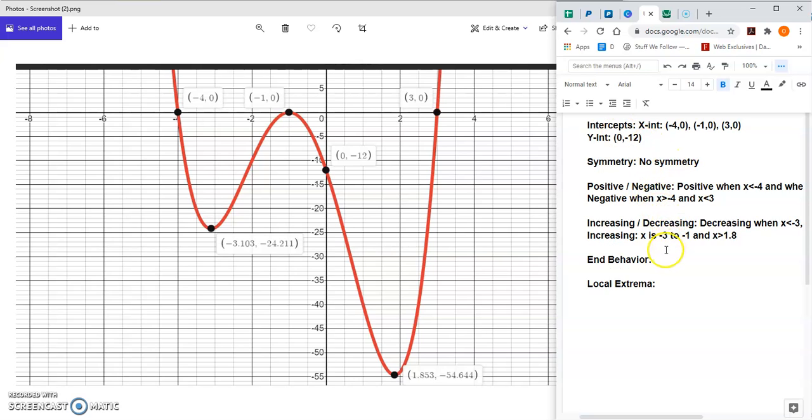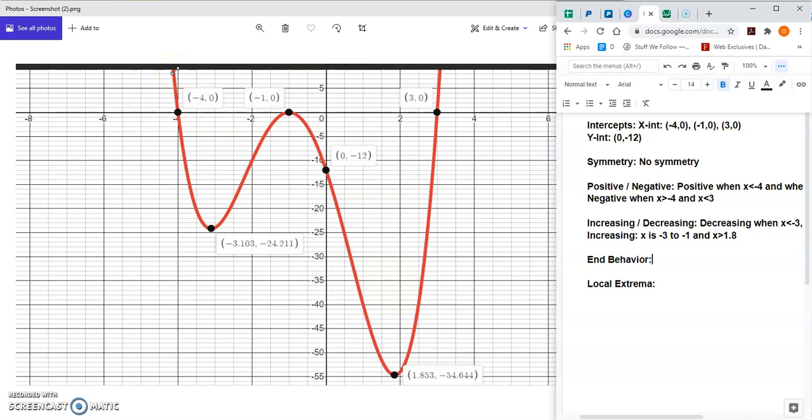We are now up on end behavior. End behavior refers to what is happening at the ends of your graph. This graph has two ends. This end of the graph, where the graph ends, and this end, where the graph ends. Now, in reality, it could keep going, but we only see this part of it. Let's start with the left end.